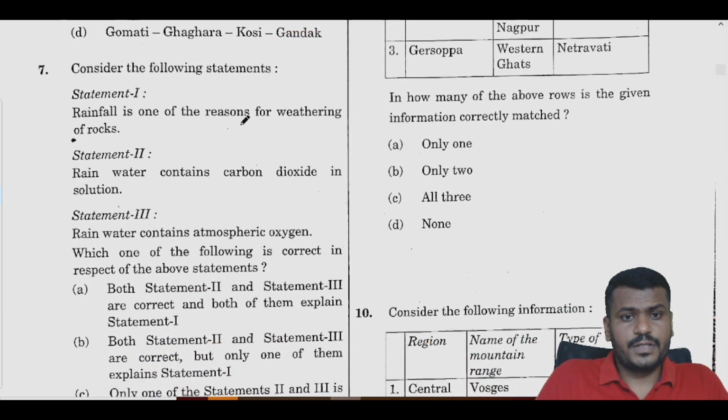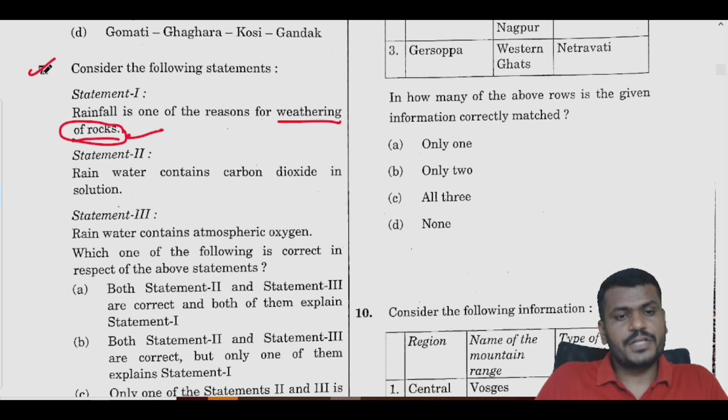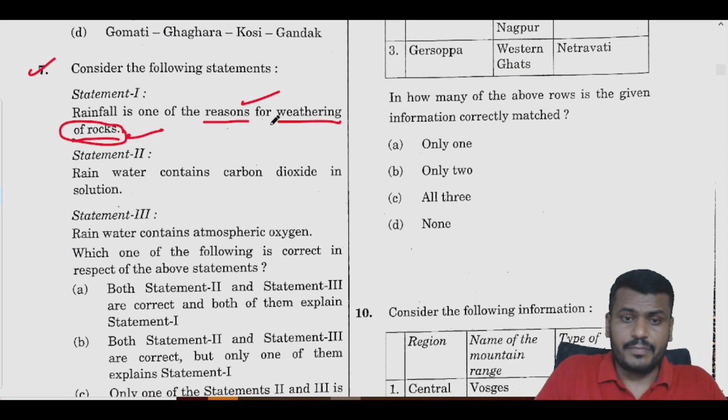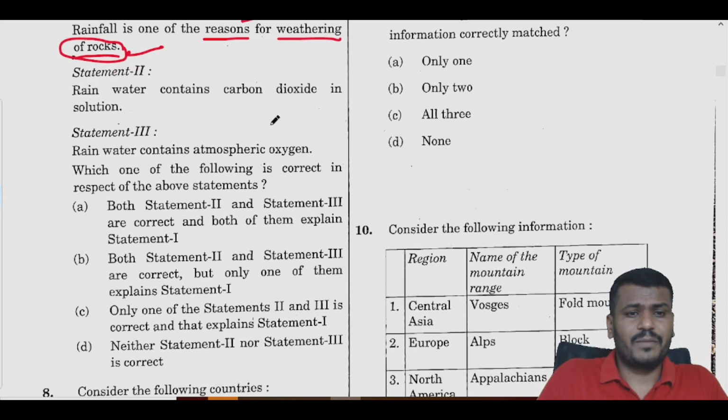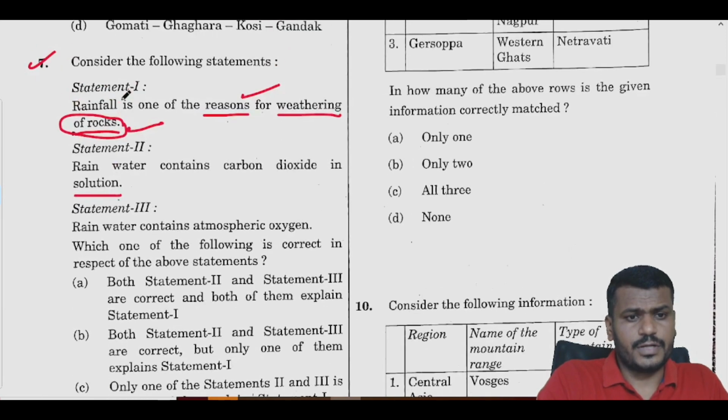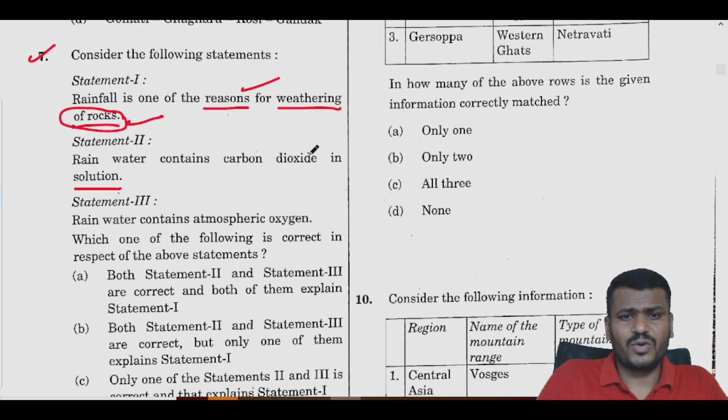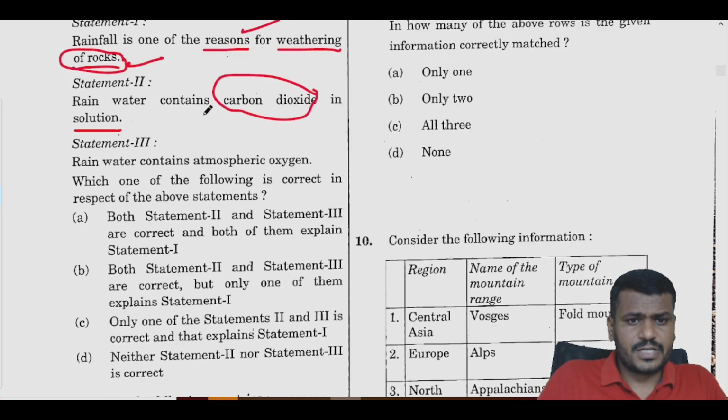Rainfall is one of the reasons for weathering of rock. I hope you all know about the weathering of rock. Again, NCERT knowledge is definitely helpful for you. Weathering means chemical weathering and physical weathering. Two types of weathering occur, where the rock weathers and it even becomes soil. And the second statement: rainwater contains carbon dioxide in solution. When you read this, there are some doubts. How can rainwater contain carbon dioxide? I have doubt about the second statement.